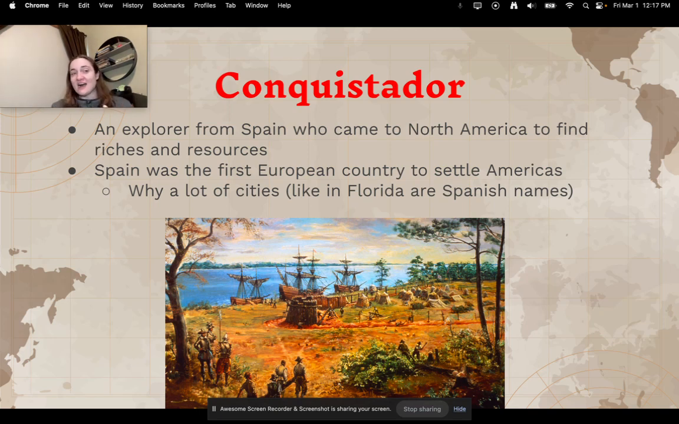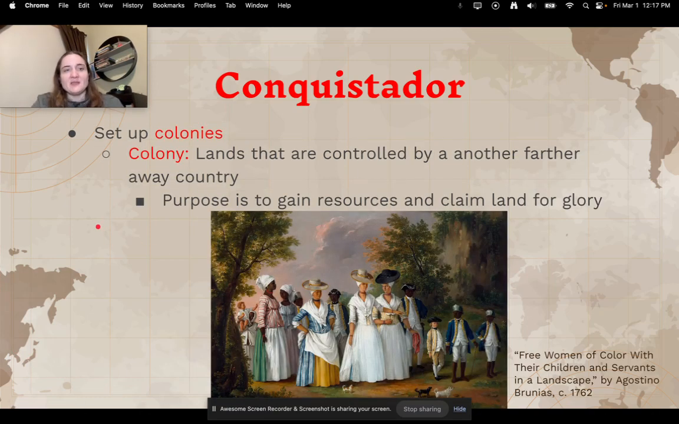That's why there's a lot of cities in Florida with Spanish names. And also there's some states that have Spanish names as well. So that's the reason for that. So colonies. Conquistadors also had the primary goal of setting up a colony. Now, I know a lot of you are probably familiar with the 13 colonies of the United States, which is an example of a colony. That was just a British colony. So a colony is lands that are controlled by another farther away country. And the purpose of a colony is to gain resources and claim land for glory.